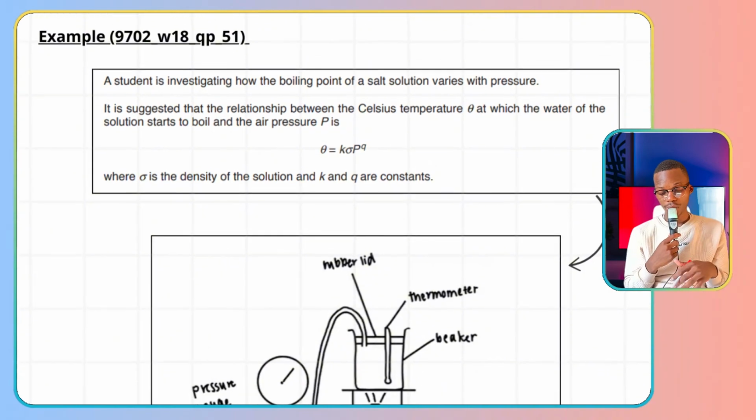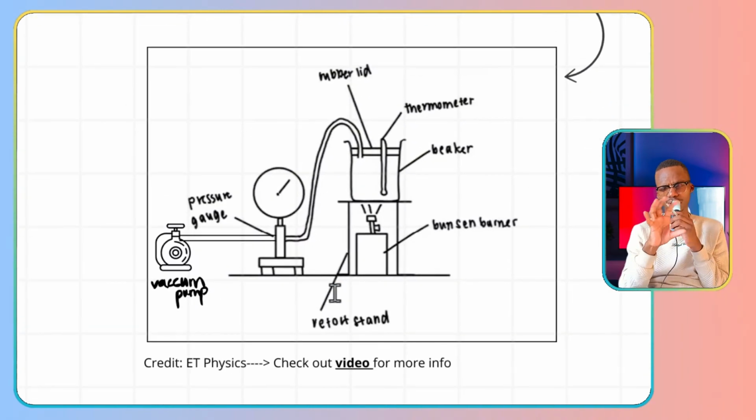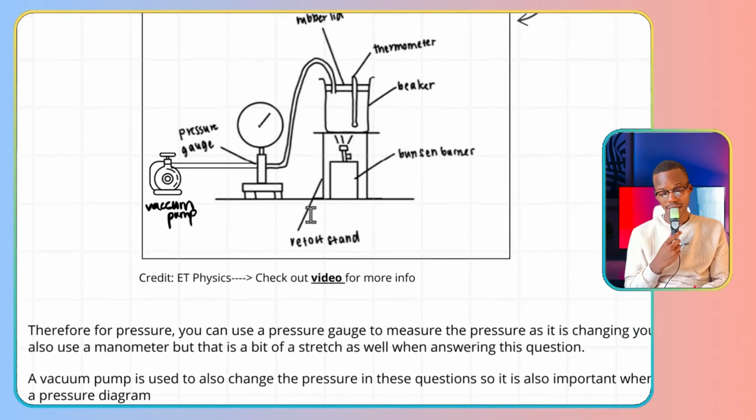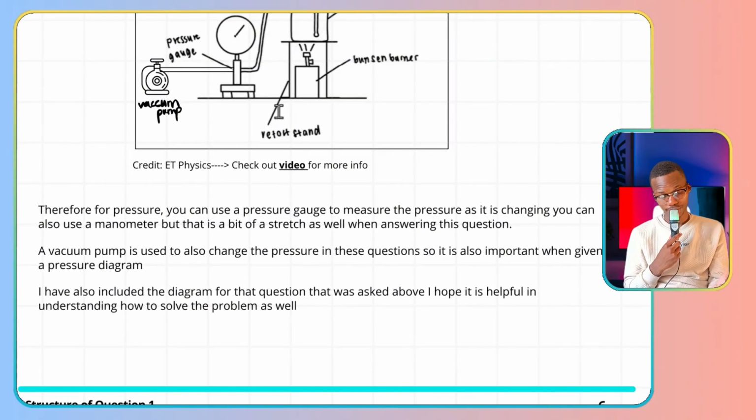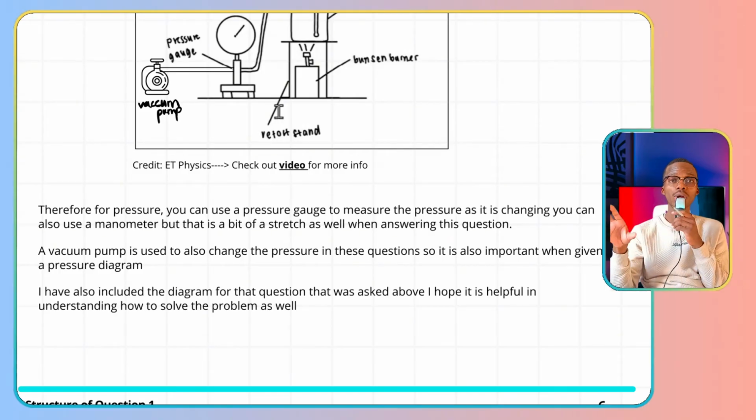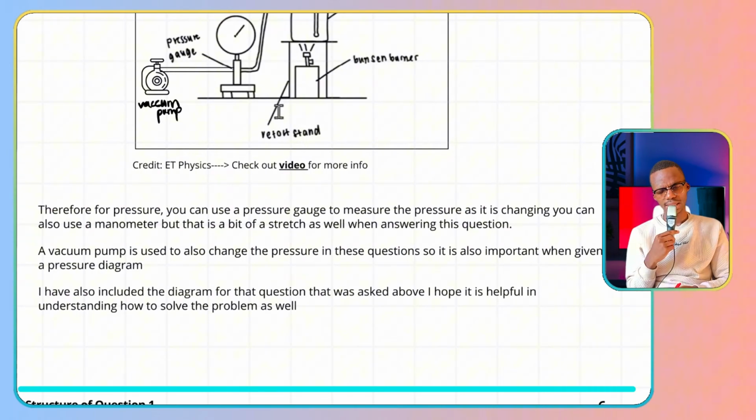So for pressure, you can use a pressure gauge to measure the pressure, sort of a device that fluctuates whenever pressure changes. You can also use a manometer, a bit of a stretch, wouldn't recommend that, but it's something that you can also use to measure pressure. Then what's known as a vacuum pump, which sucks out air or maintains air in that sense, can be used to change the pressure. I've also included the diagram. You can look at that diagram for that question, and I hope it's really helpful in understanding how to solve the problem as well. But basically for pressure, you can use a pressure gauge as well as a vacuum pump. So that's basically it.